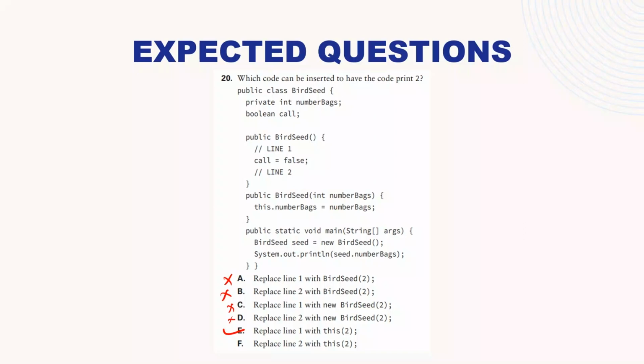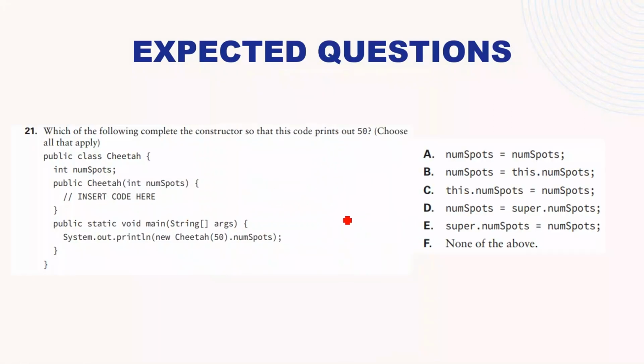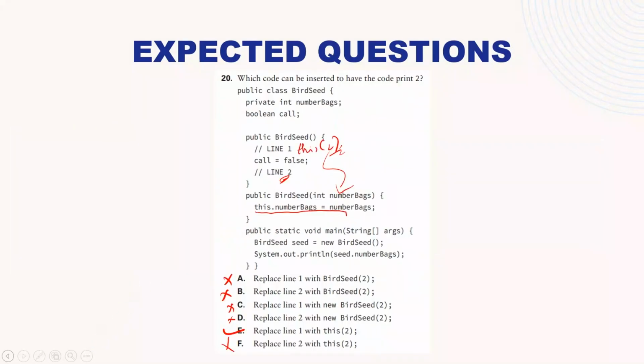Okay, now option F will not compile because this must be the first line of a constructor. We cannot use this over here. If you are using this, it should be the first line in this case, but it is not, so we cannot use it in line number 2. So F is also not going to work. The only option left is replace line 1 with this(2). So if I replace this as this(2), what will happen is that there is another constructor over here which accepts an integer parameter, so it will just call this constructor, and this.numberBags equals numberBags will be set, and we will get the output as 2, right? I hope this is clear, guys.